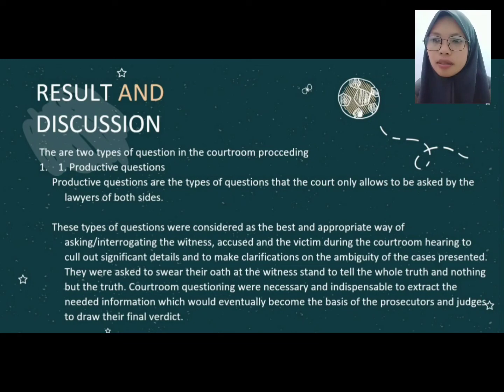They were asked to swear their oath at the witness stand to tell the whole truth and nothing but the truth. Courtroom questioning was necessary and indispensable to extract the needed information which would eventually become the basis of the prosecutor and judge to draw their final verdict.